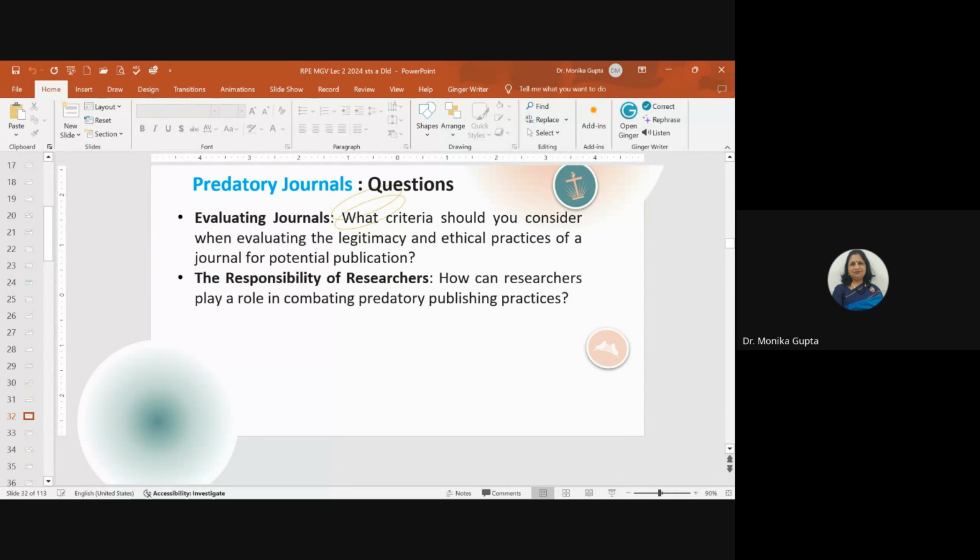Right. So what we can do is, we can go for thorough evaluation of the journal. Then we could share information about predatory publishers. Then we should adhere to integrity and publication ethics. Then we should prioritize publication in reputable journals. Then we should stay updated on predatory publishing trends. Then we should work with institutions and organizations to combat the issue through collaborations.